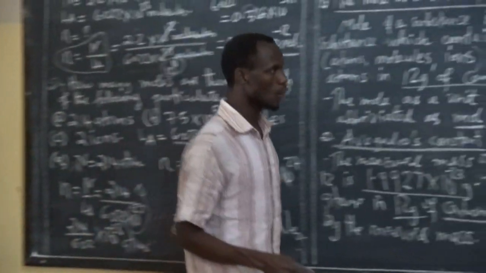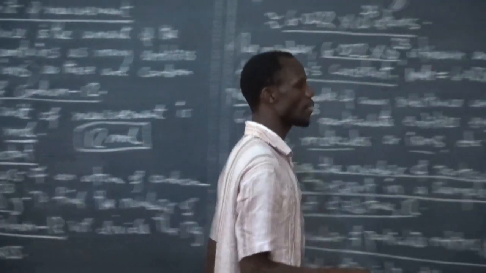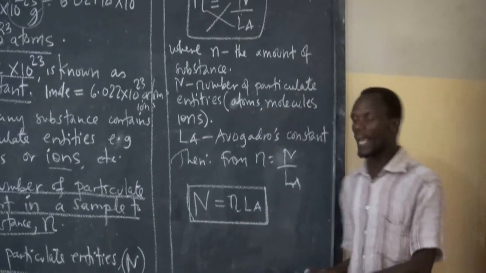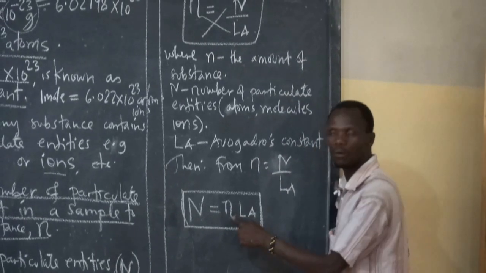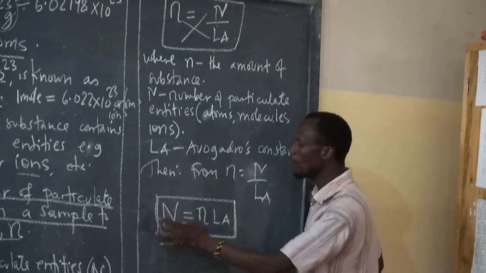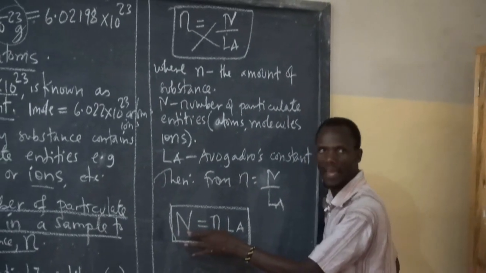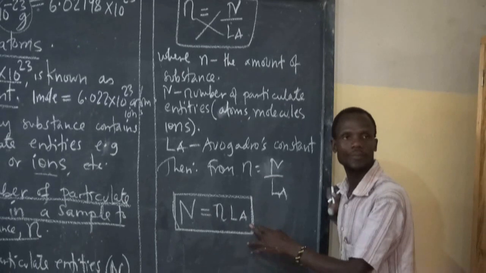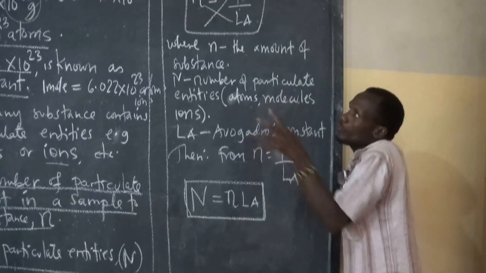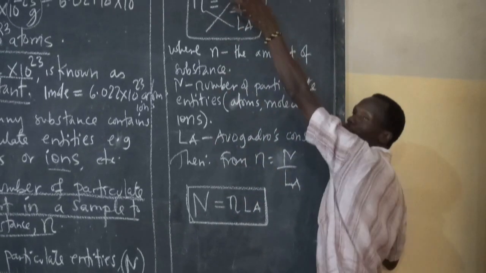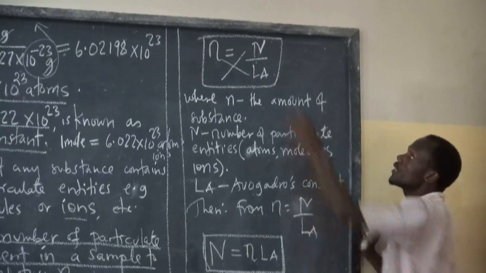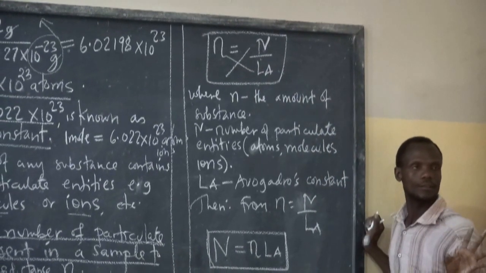But all in all, this is the formula that I've been talking about. In case now you've been given the number of mole, and Avogadro's constant is always there, and you've been asked to determine the number of particulate entities, use this formula. But in case you've been asked to determine the amount of substance, while the number of particles is there, and Avogadro's constant is always there, you use this formula to determine it.